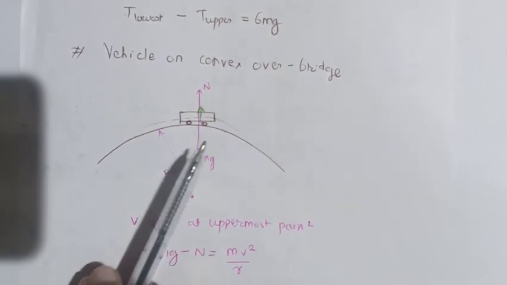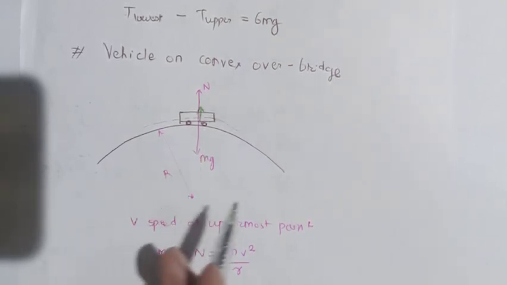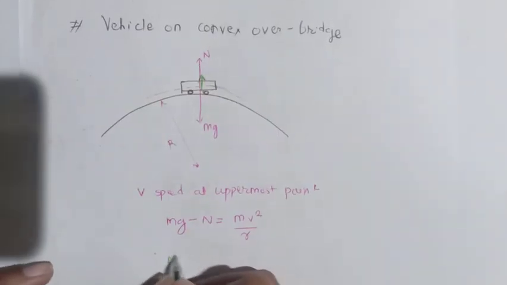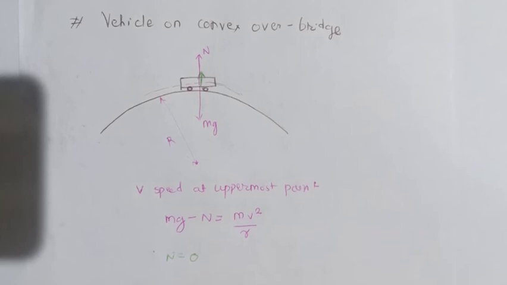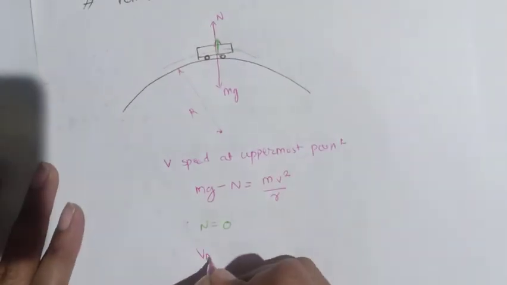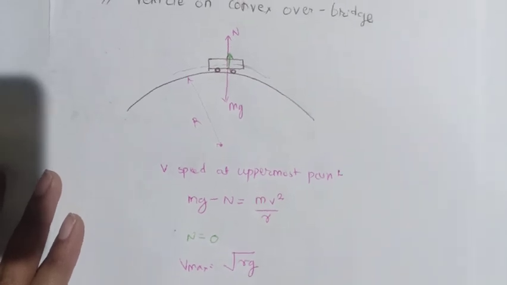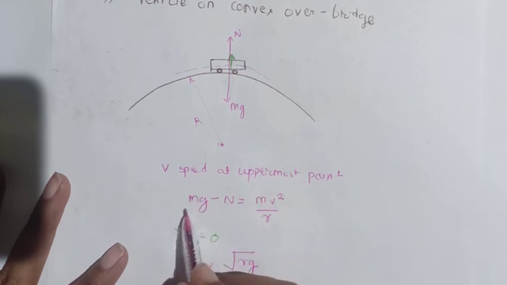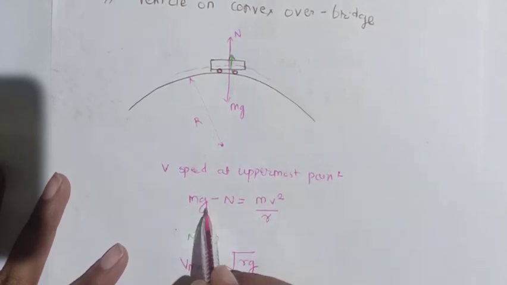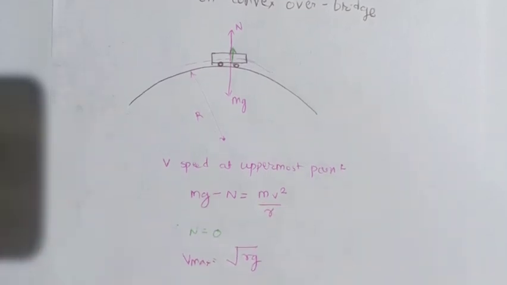So normal reaction is an indication of contact. Thus, for just maintaining the contact, N is equal to 0. This imposes an upper limit on the speed. So the maximum speed is under root rg, just because N becomes 0. So m will cancel, r goes to the other side, so v square will be gr, so v max will be under root gr.